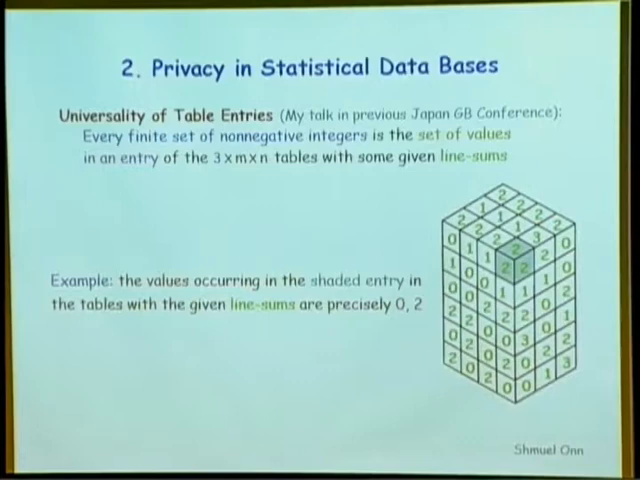Look at such tables, and suppose these green numbers are the line sums from all directions. Now my question is: look at all possible non-negative integer tables which have these line sums, and look at all possible values that can occur in this shaded entry. I'm saying you can get only 0 and 2. So there's a gap. You cannot get 1. This is a little bit counterintuitive, because you think you may get the whole interval. There are only two tables with these line sums. One has a 0 here, and one has a 2.